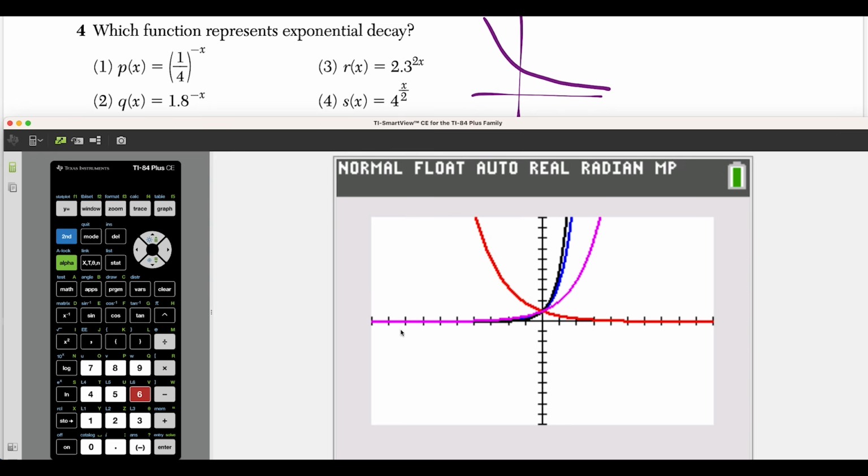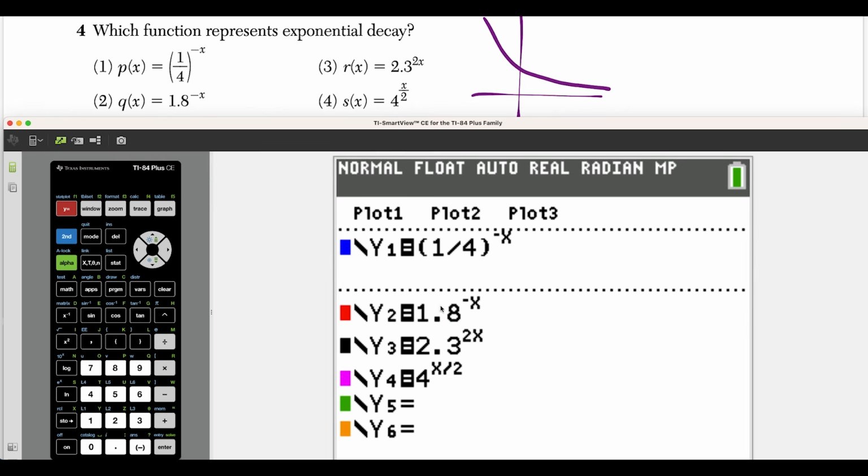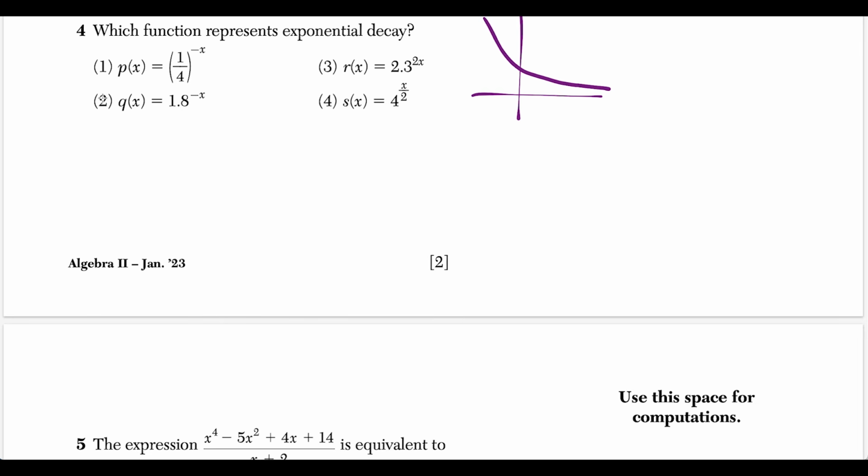And notice here that all of these graphs except one are going up. The red one is the one that is decreasing here. This is the exponential decay. And if we go back to the y equals here, that's going to match up with 1.8 to the negative x. So this one here is going to be choice 2.